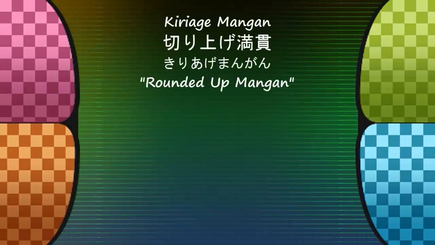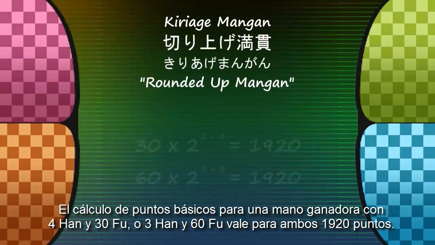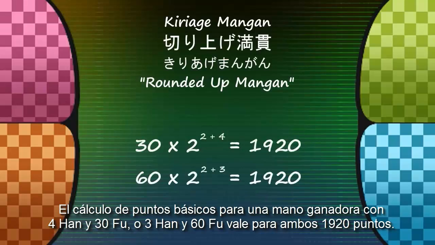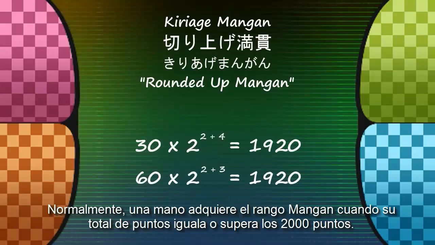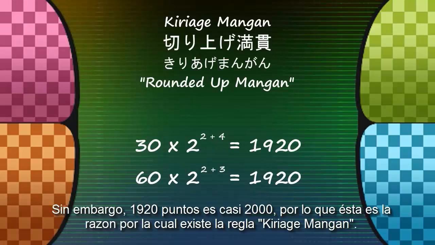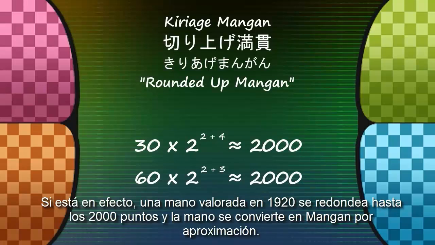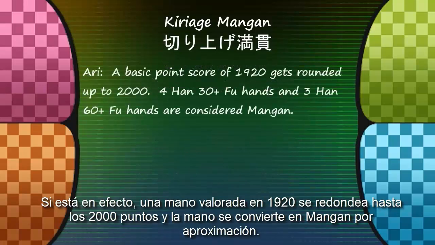Kiriage Mangan. The basic point calculations for a winning hand with 4 han and 30 fu, or 3 han and 60 fu, both work out to 1,920 points. Normally, the rank of Mangan is only awarded to a hand when its basic point calculation would exceed 2,000. But 1920 points really is almost Mangan, and that's why the rule of Kiriage Mangan exists. If it's in effect, a basic point score of 1920 gets rounded up to 2,000 before payment calculation occurs, and the hand becomes Mangan by approximation.